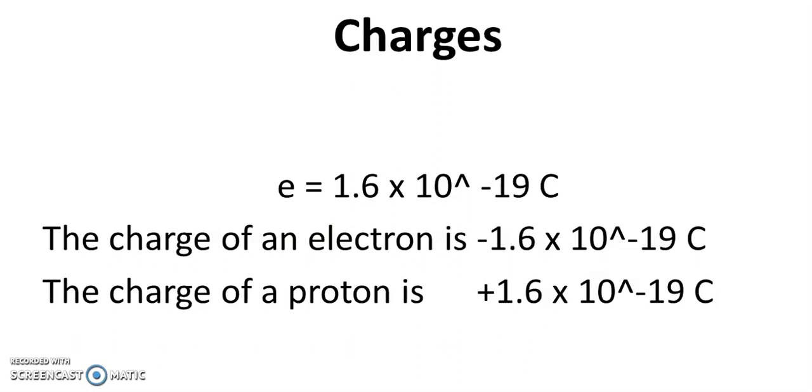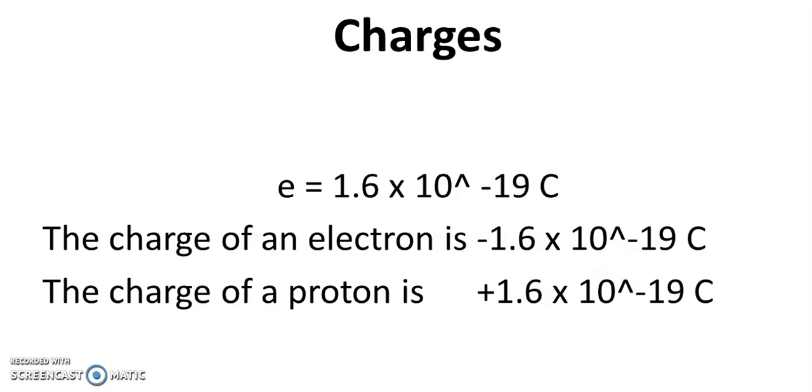These are the charges which were found by Robert Millikan in his experiment. He found the charge of an electron to be 1.6 into 10 to the power of minus 19 coulomb. Since the electron is negative, it is minus 1.6 into 10 to the power of minus 19 coulomb. Since a proton has a positive charge, it is plus 1.6 into 10 to the power of minus 19 coulomb. So what is the value of the fundamental unit of charge? 1.6 into 10 to the power of minus 19 coulomb.